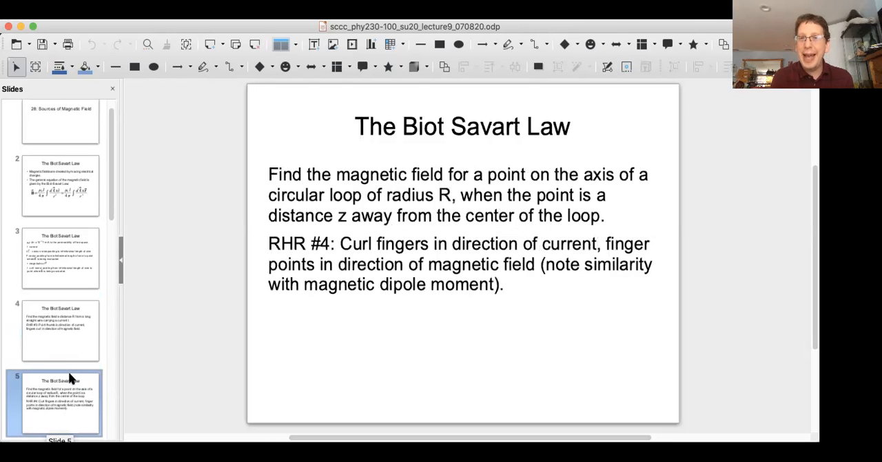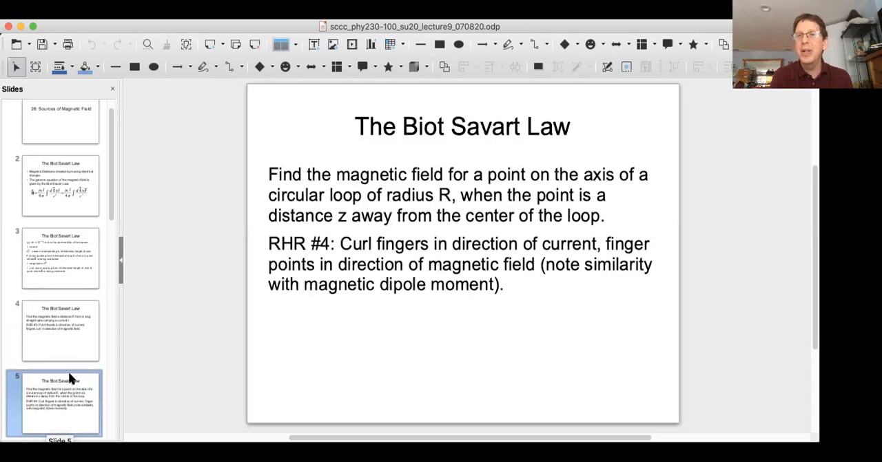That brings us to the second application we did, and that's with a loop of wire. So it's a single loop, and you're looking on the axis of that wire, a distance z away from the plane of the loop. So a perpendicular distance z away. The radius, again, is capital R. So the plane of the circle is in the xy plane.